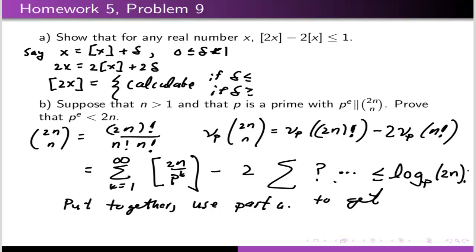And where is that coming from? Well, you have to look at how many terms. For how many terms does this have a chance of being a non-zero quantity? As soon as p to the k exceeds 2n, this is always going to be 0. And so this is counting how many non-zero terms we have. And then you can use that to get this bound right here.